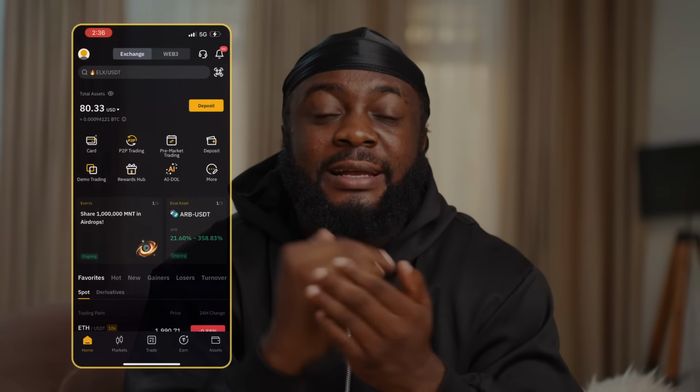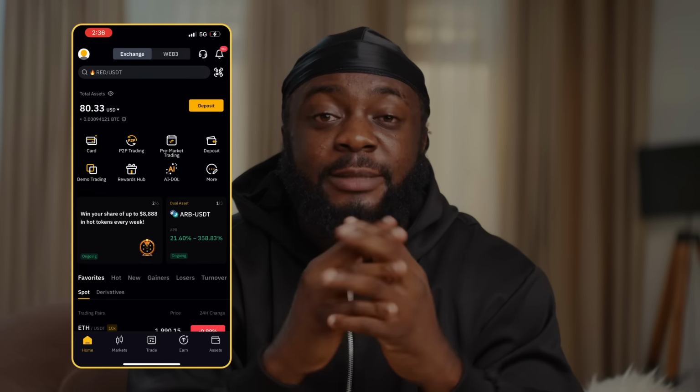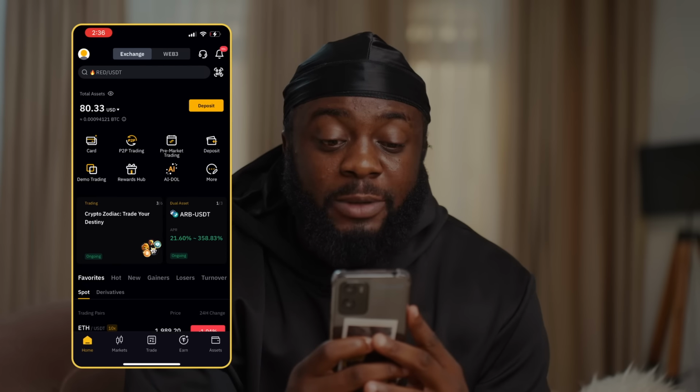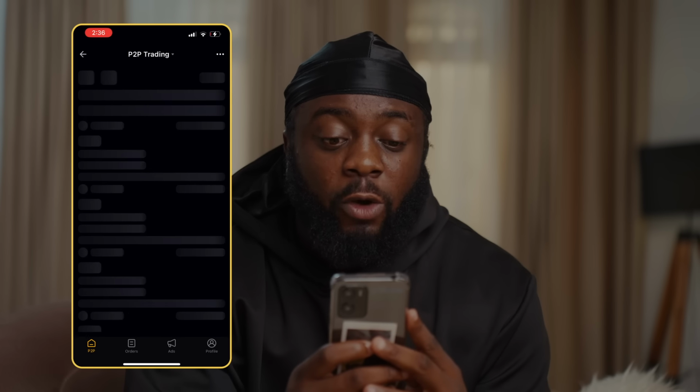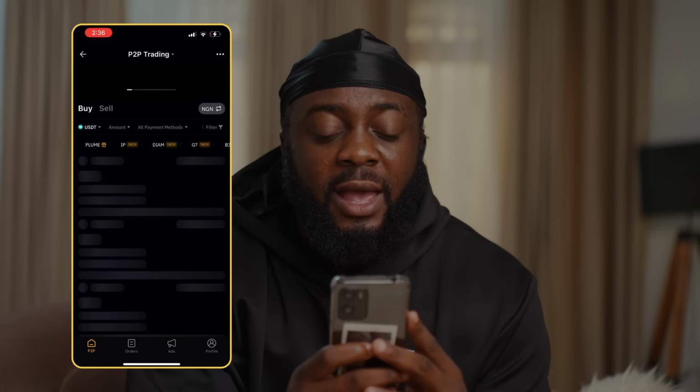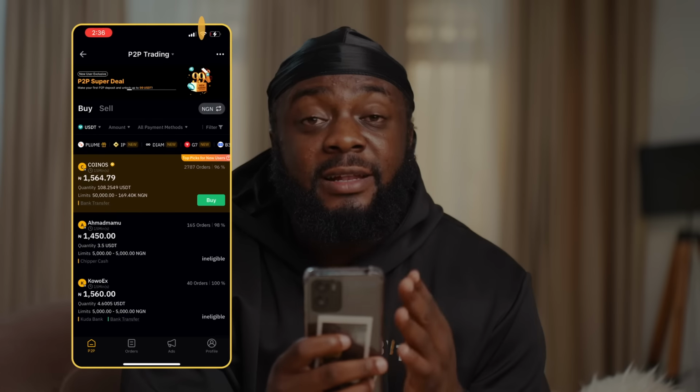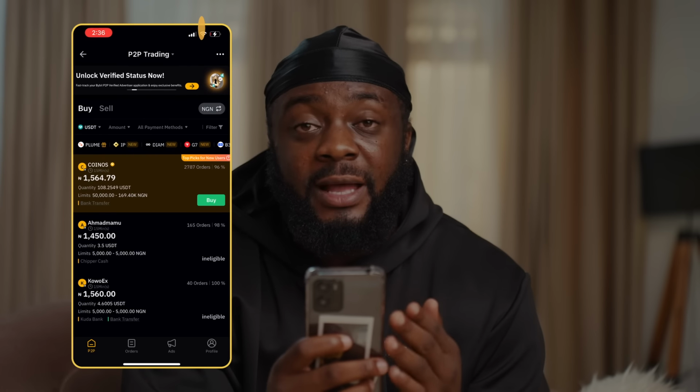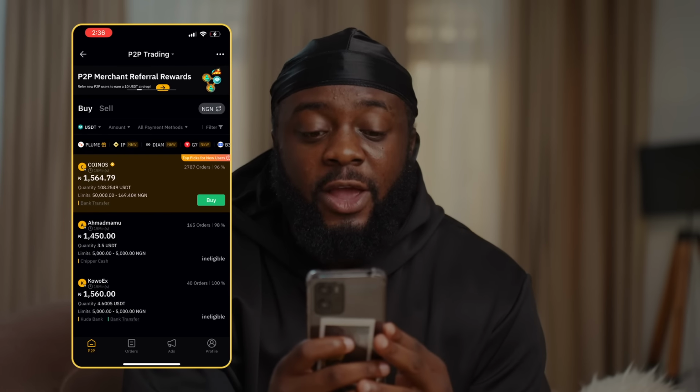Step 2: Deposit funds. On the home page, click on deposit and then select P2P trading. The P2P trading platform will pop up. At the top left of the P2P trading platform, you will see a buy and sell button. Kindly click on buy, and the list of traders that are willing to sell their USDT will pop up.